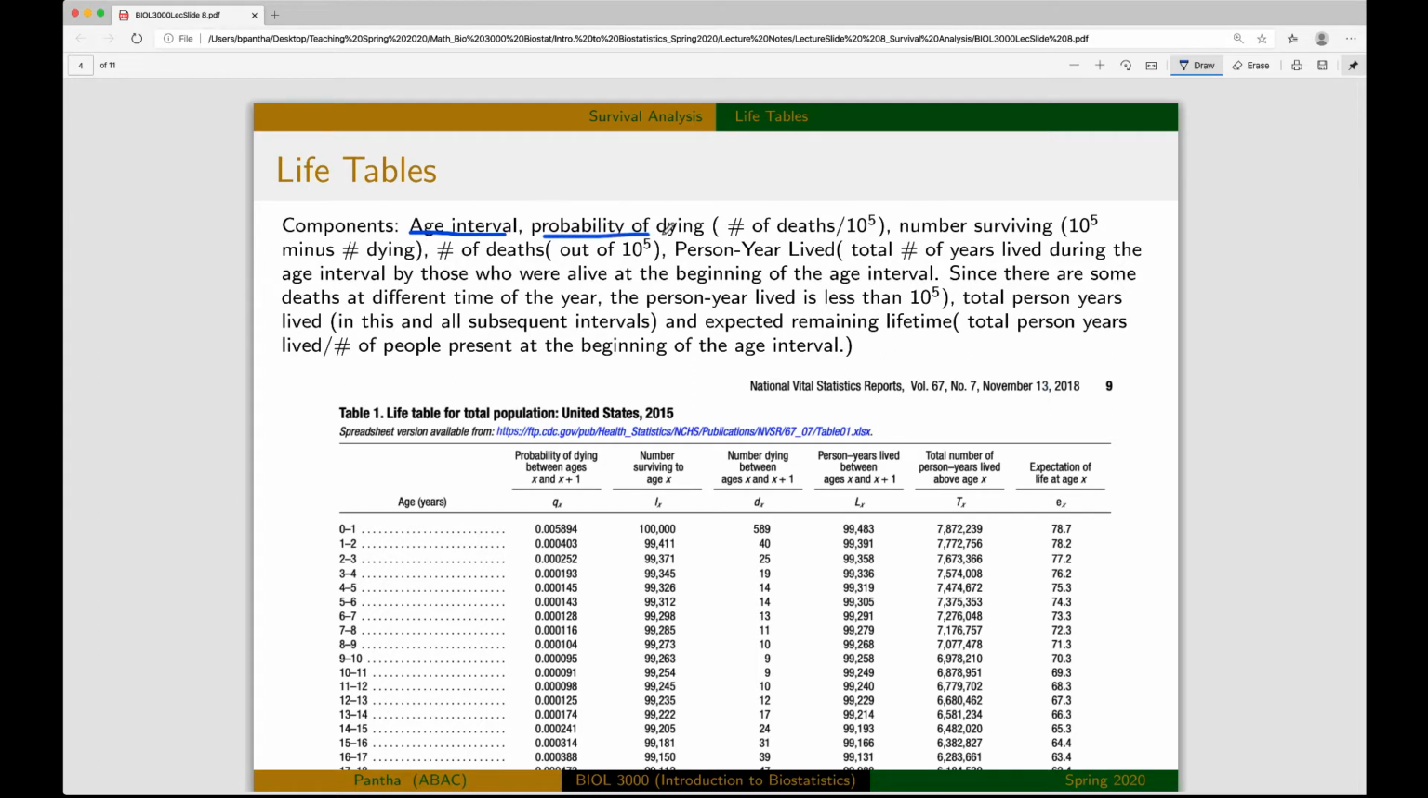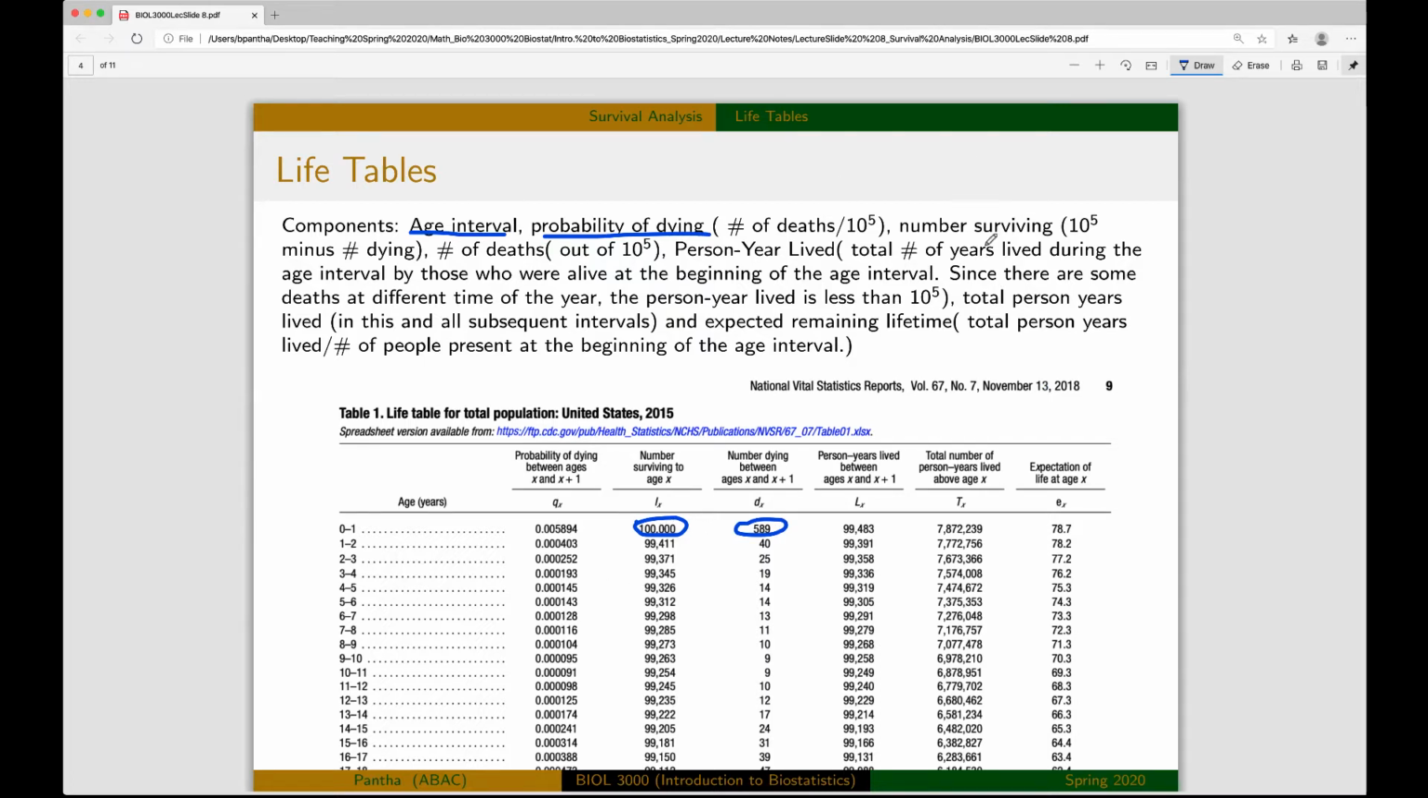The second column is the probability of dying. The probability of dying is the number of deaths divided by 10 to the 5, assuming that there were 10 to the 5 newborns. You see the number dying between age 0 and 1, and the number surviving is 100,000 at age 0. That means these are the number of newborns, and these are the number of people dying between age 0 and 1. So the probability of dying is these divided by that.